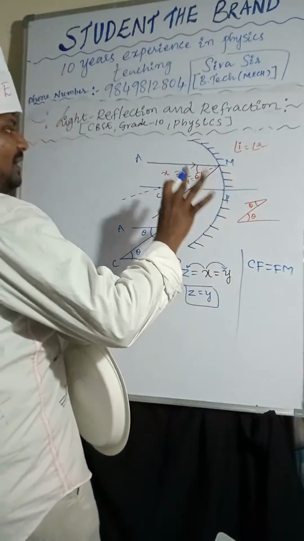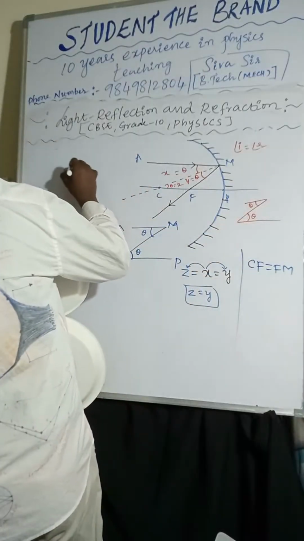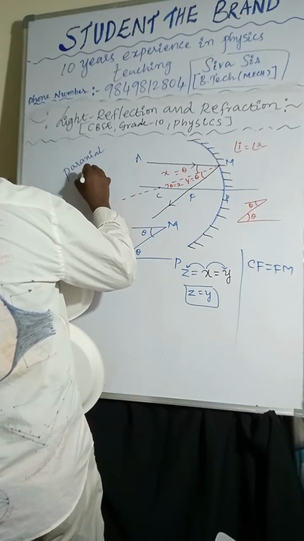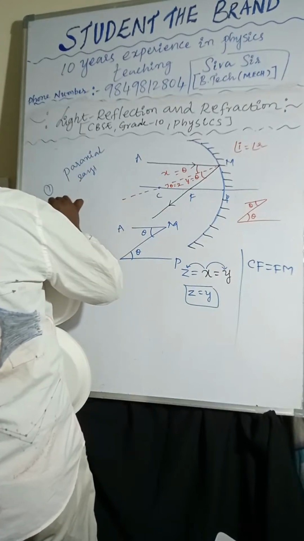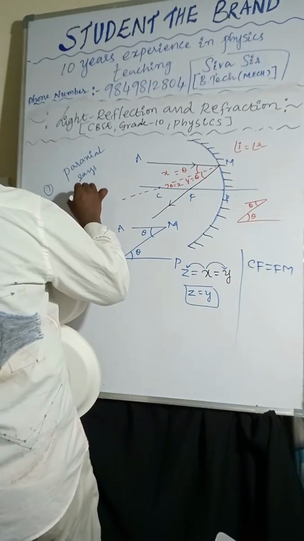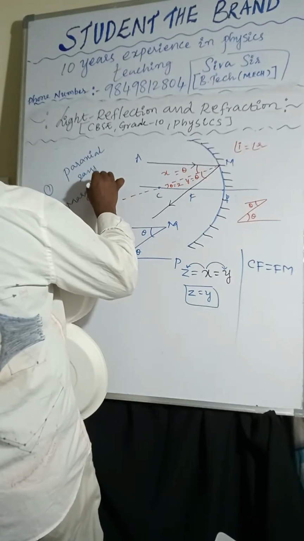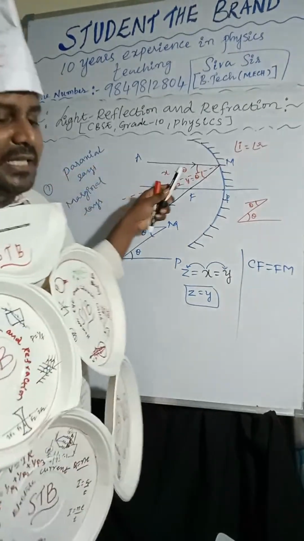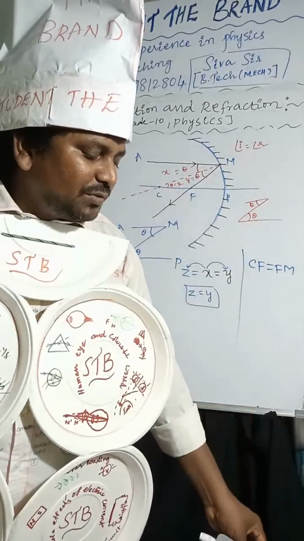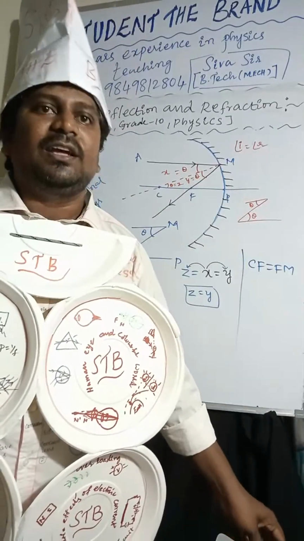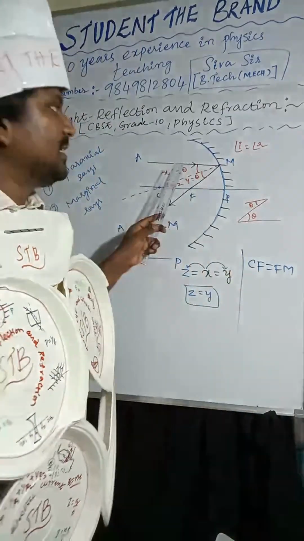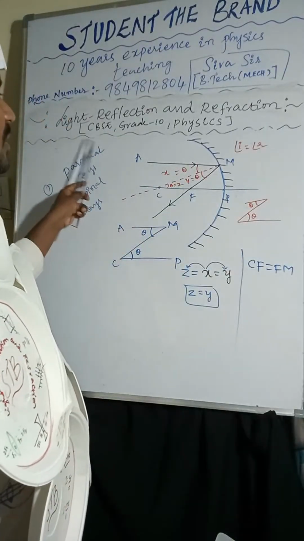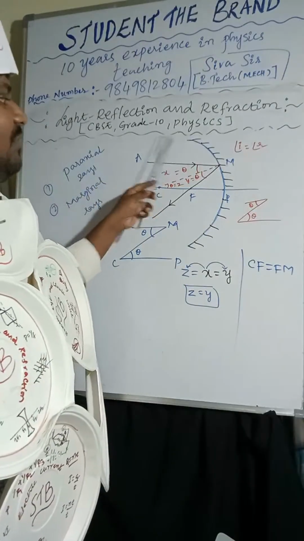Normally in this case we take paraxial rays. The first are paraxial rays, and the second are marginal rays. The rays which are very close to the principal axis are called paraxial rays. The rays which are away from the principal axis are marginal rays.